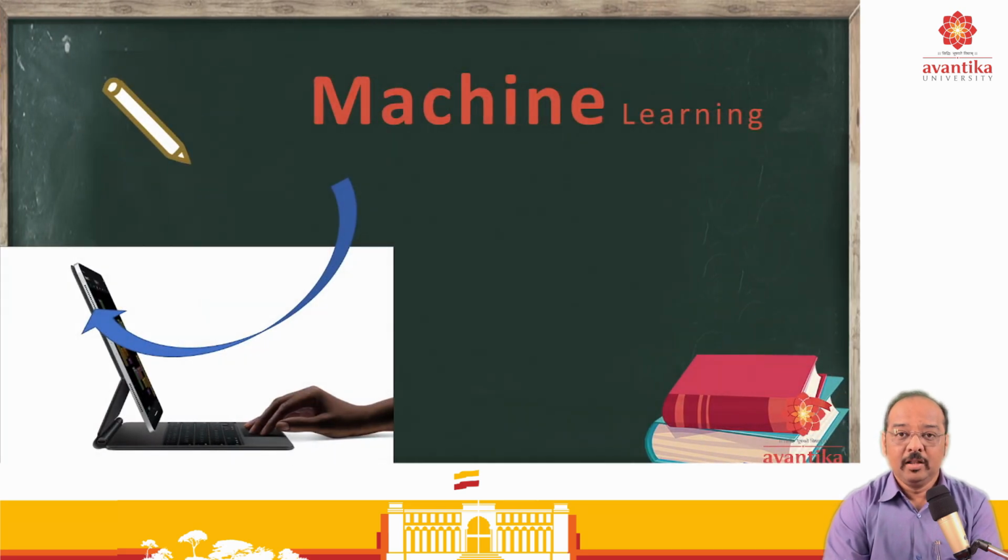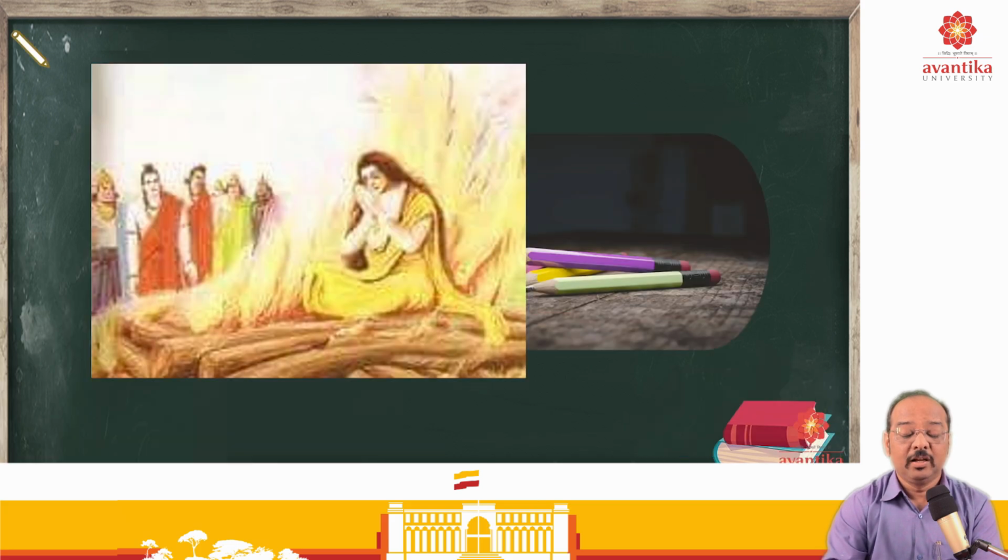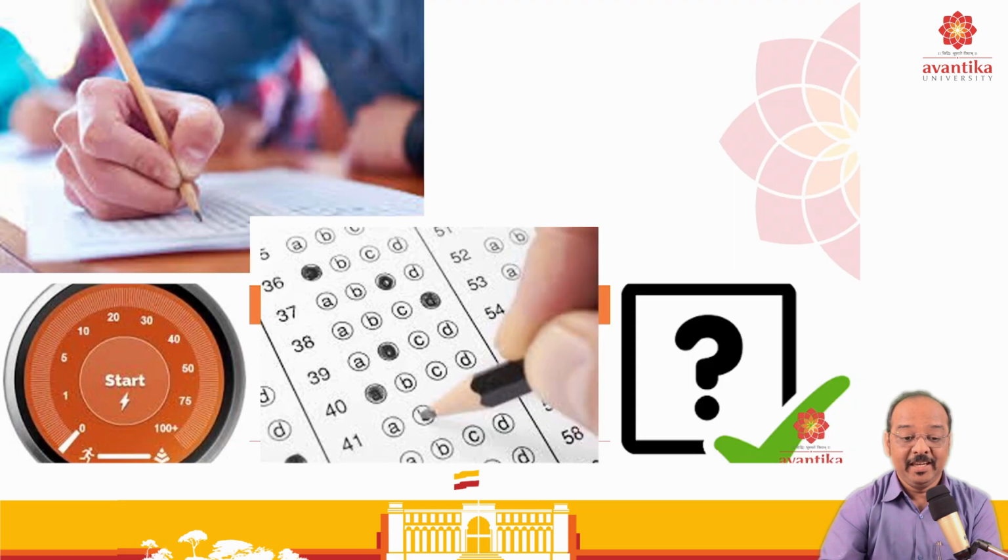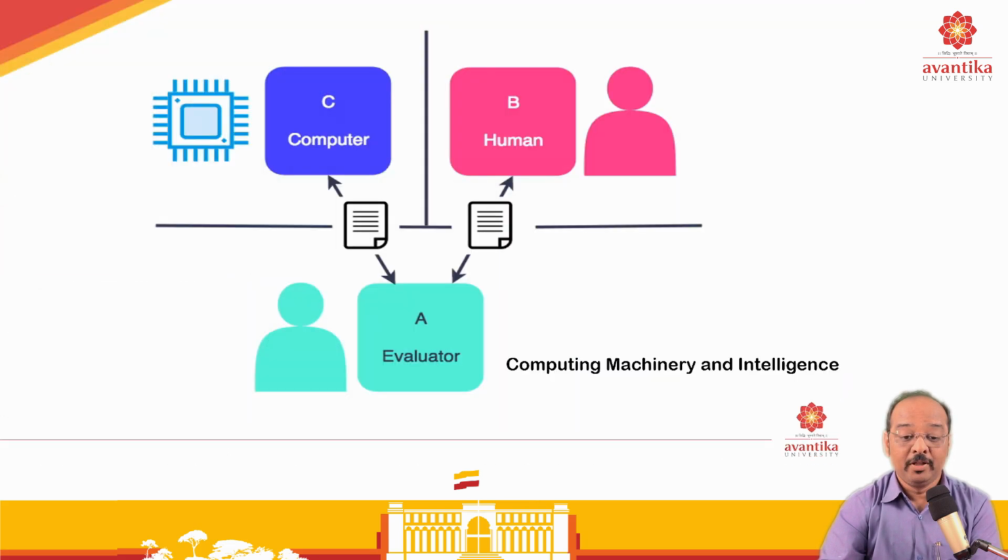In machine learning, later we are going to come across the test. In the Ramayana, we have seen that Sita proved her dignity and was tested in Agni, and that is called Agni Pariksha. In machine learning as well, we can see the test given to machine learning as the Turing test. The Turing test is a phenomenon for testing the machine's proven ability. Computing machinery and intelligence is tested by the Turing test.